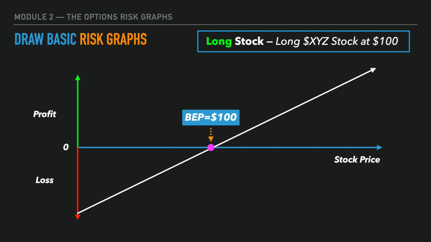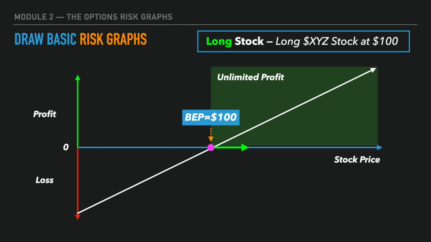Apart from finding the break-even price, another important key feature of a risk graph is to visualize your potential maximum profit and maximum loss on your trade. For example, for this long stock trade, the potential maximum profit is unlimited because there is no ceiling for how much the stock price can go up. But for the downside, the potential loss is limited to $100 because the lowest the stock price can go is 0. So your maximum loss for this trade is $100 with unlimited potential profits.